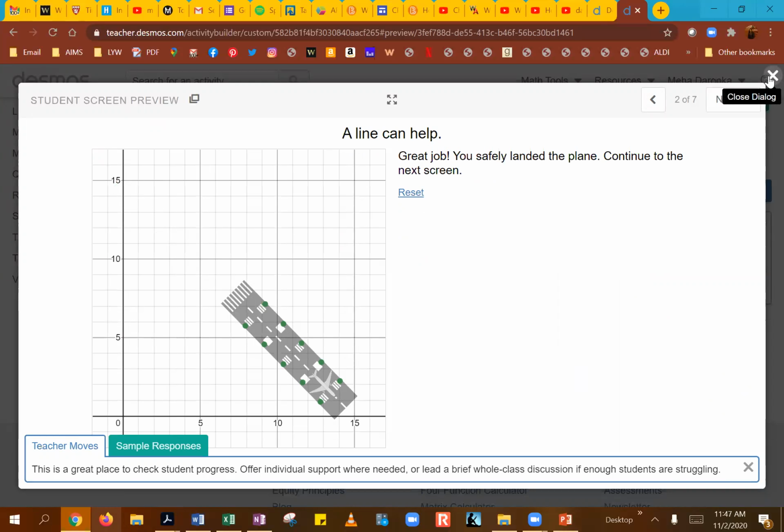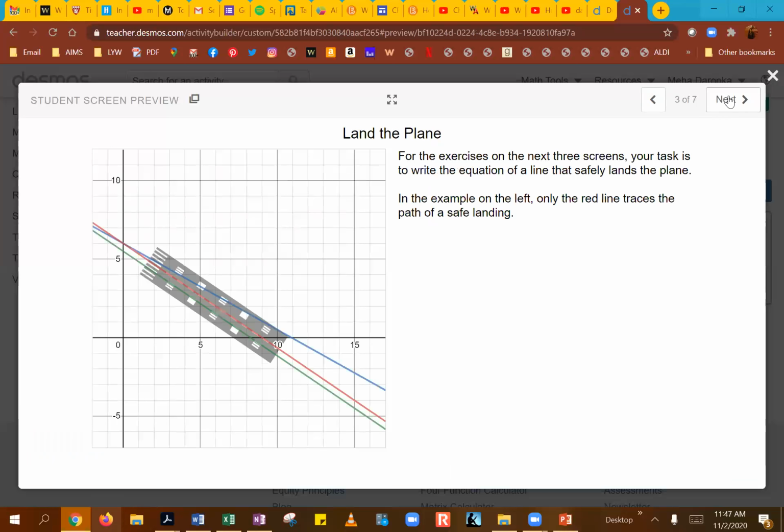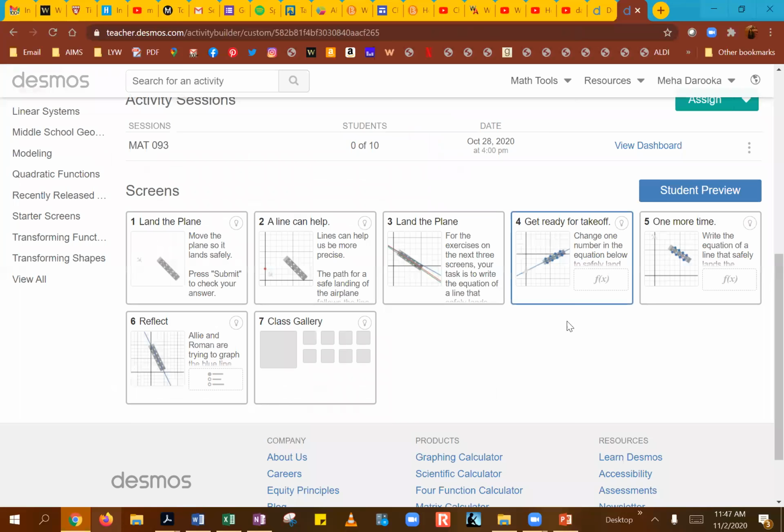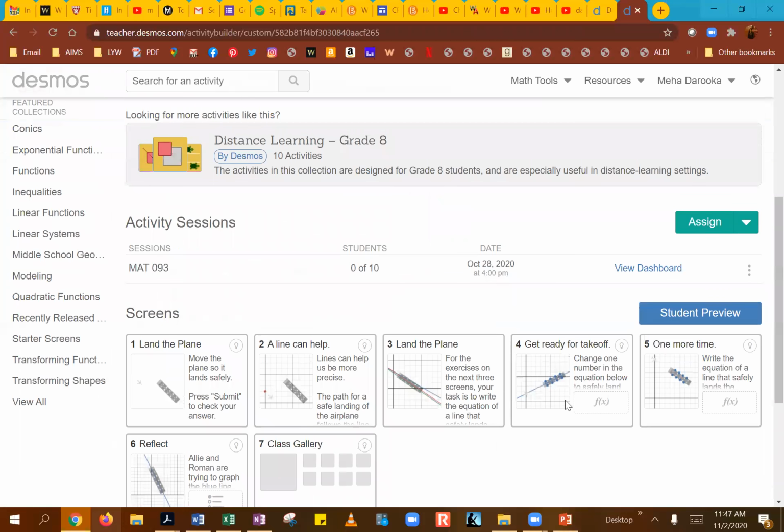So this is all about where your y-intercept is going to be, where the slope of your line is going to be, and how you can do that. It's not a very long activity. It just takes you through different scenarios. So again, let me see what you guys are able to come up with.